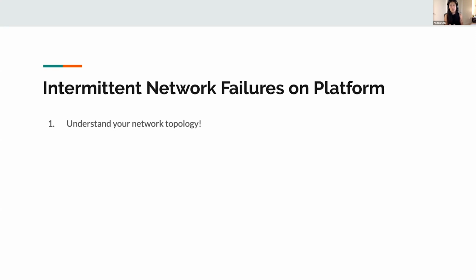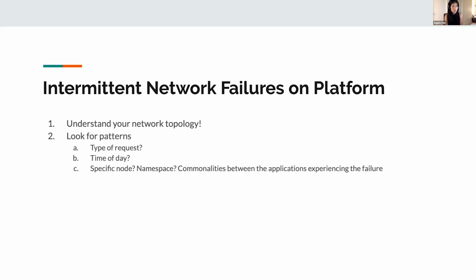And the second thing to do is to try to gather as much information as possible. Ideally, you've been storing the history of these intermittent failures somewhere, so you can be looking at it. If not, that's the first thing you'll want to do: start capturing these intermittent failures so you can analyze it later and try to look for patterns. Is it a specific type of request that's causing this intermittent failure? Is it happening at a specific time of day? A specific node? Namespace? What are the commonalities between the applications that are experiencing these failures?